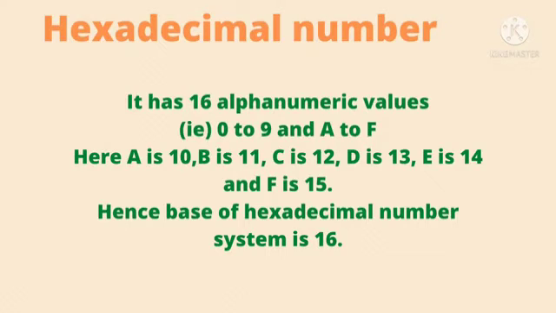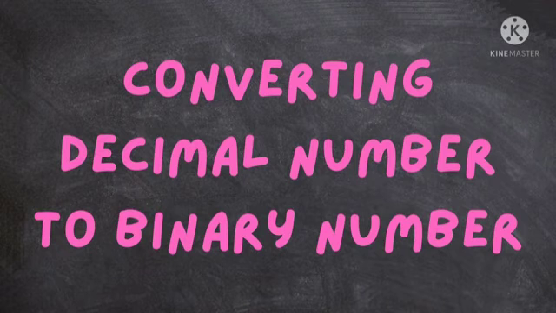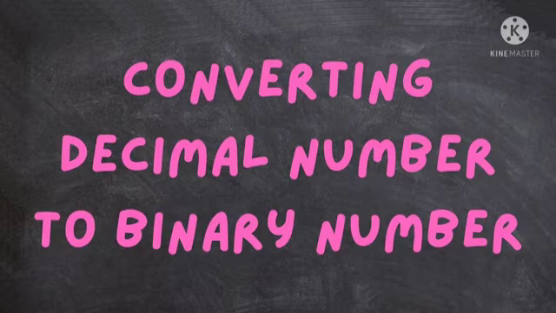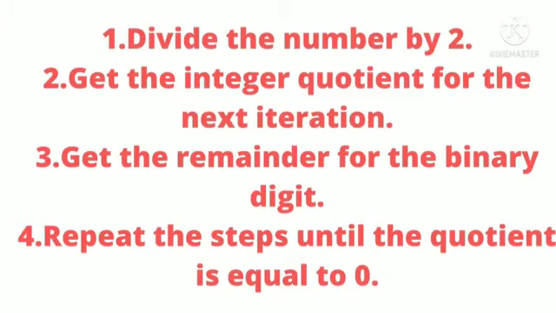Now we are going to see how to convert a decimal number to a binary number. To convert a decimal number to a binary number, first what we have to do is we have to repeatedly divide the number by base 2.